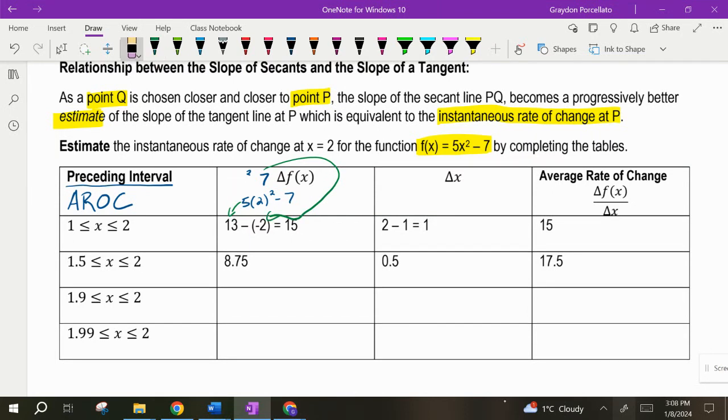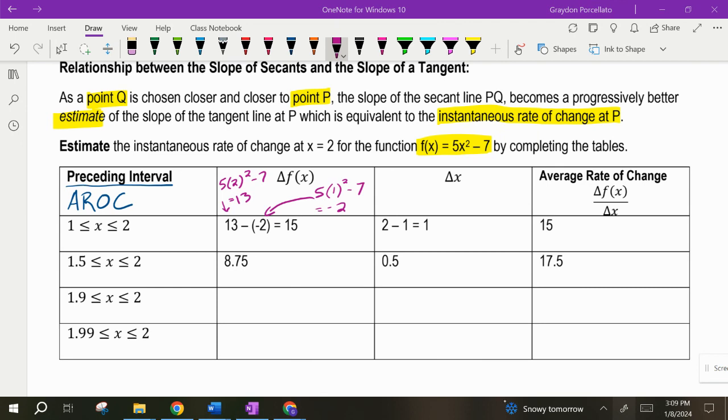Let me write this out a little better. I apologize for this. The negative 2 here comes from subbing in 1. So this is 5 times 1 squared minus 7, which is equal to negative 2. And the 13 here is from subbing in 2. So 5 bracket 2 squared minus 7 is equal to 13. A change in f of x is just my y2 minus my y1, and change in x is just my x2 minus my x1. So we're just subbing those values in.